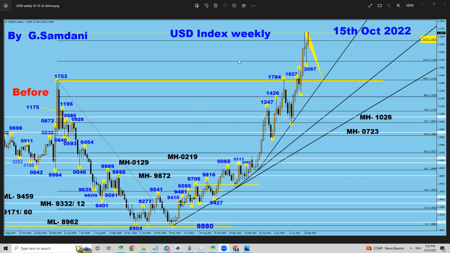So let's get started. This is the US dollar index weekly chart. I also have a monthly chart, but they're the same thing. On the weekly chart, even though we were going up powerfully, I said no, we're not going to go up anymore, we're going to drop from here. And I made this chart on the 15th of October.